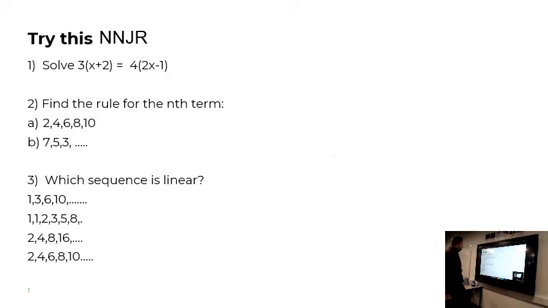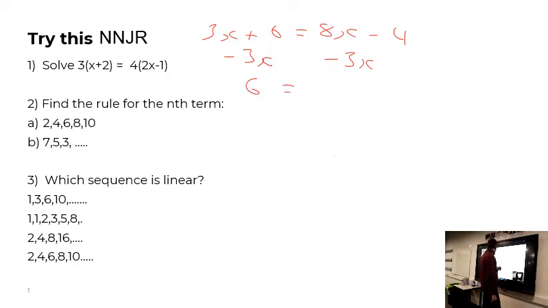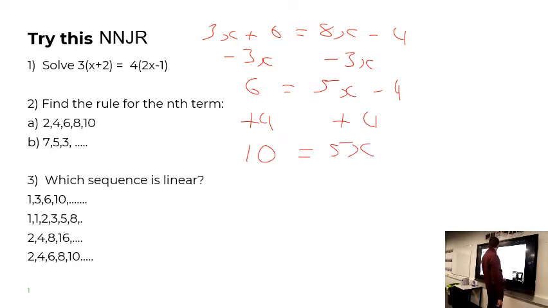Okay, let's begin. Let's expand the brackets for the first one. So 3x plus 6 is equal to 8x minus 4. Let's have the x on the right hand side. Let's subtract 3x from both sides. 6 is equal to 5x minus 4. Let's add 4 to both sides. So we have 10 is equal to 5x. And let's divide everything by 5. So we have 2 is equal to x, or x is equal to 2.